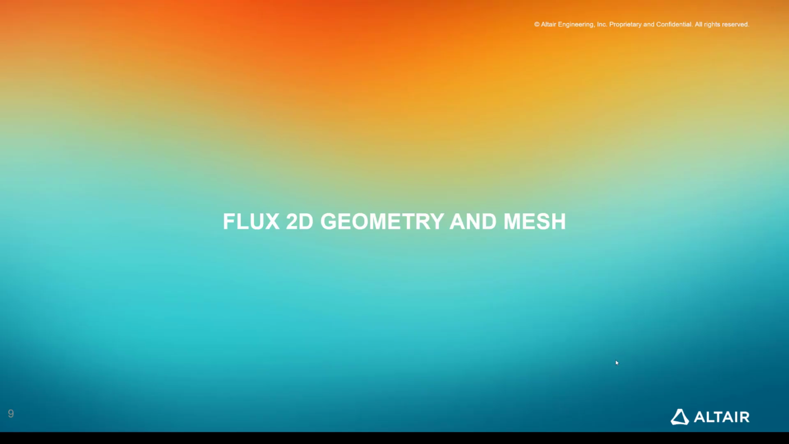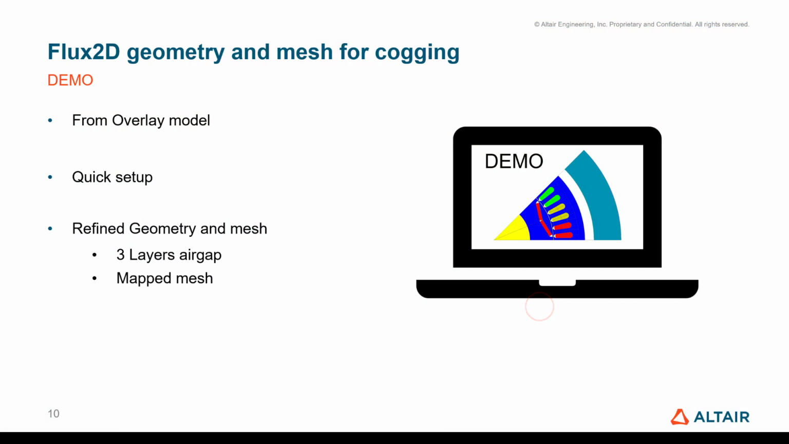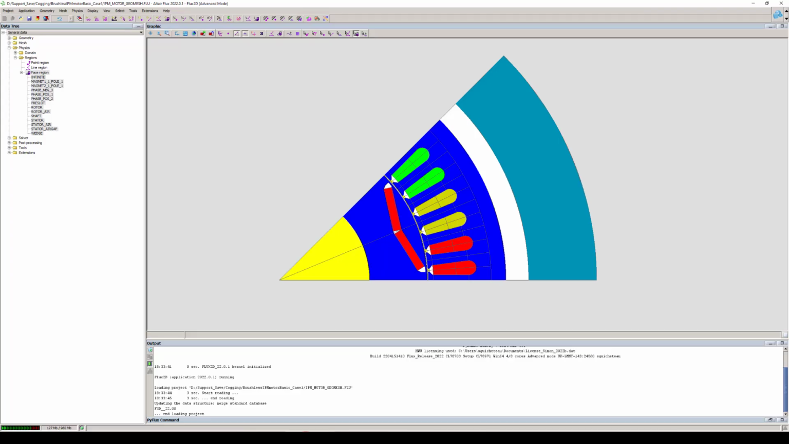Okay, now let's have a look at the Flux 2D demo of geometry and mesh. So we'll start from an overlay model, which is the geometry we see here, and we'll try to follow the different steps that I gave you earlier, and we'll see how we can even refine this cogging torque computation by adding 3 layers air gap and some mapped mesh in addition. So let's switch to Flux now.